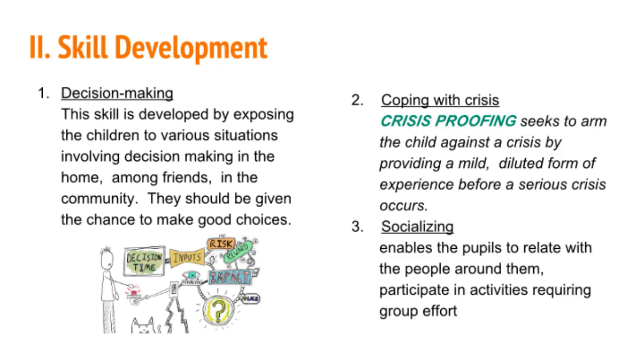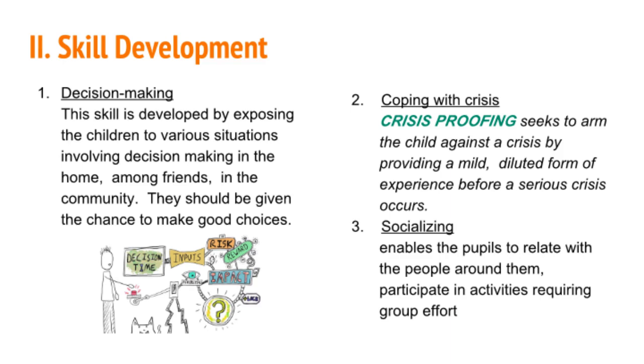This skill is developed by exposing the children to various situations involving decision-making in the home, among friends, and in the community. They should be given the chance to make good choices. For instance, they may be given a chance to choose their own leaders, to express their side on some real class or life situations, and to make decisions on some rhetorical situations.